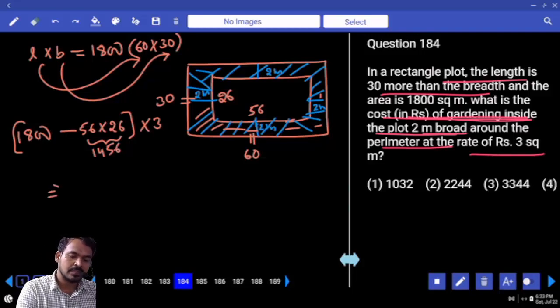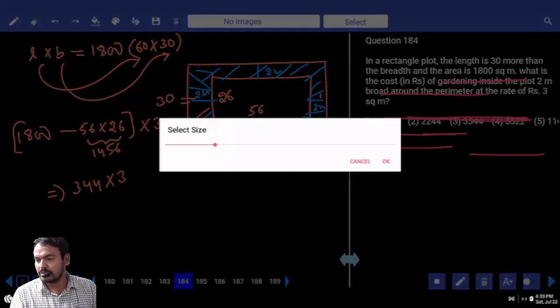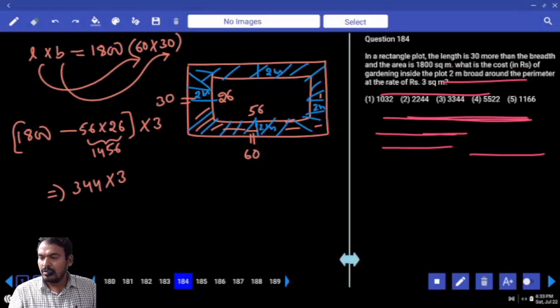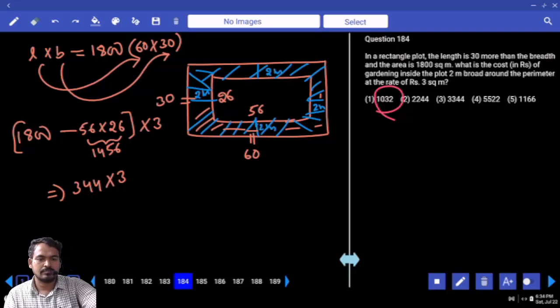What is the difference? 344. Into how many times? 3 times, sir. It ends with 2. How many options? 2 options. But it is closer to 1000. Which option? First option, 1032.